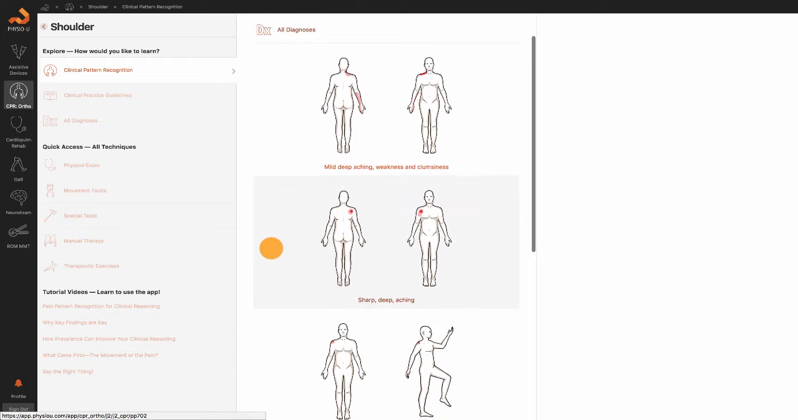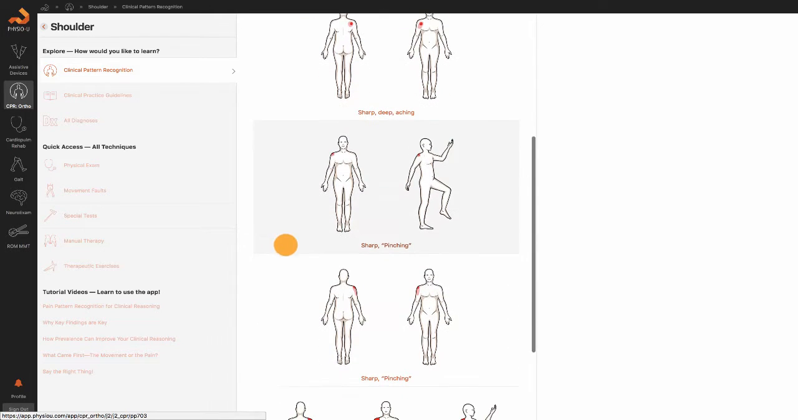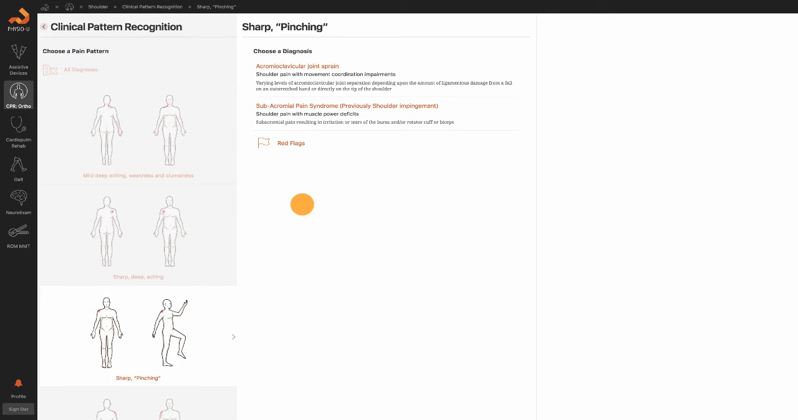Commonly, the patient reports a sharp pinching pain in the subacromial region. A couple of hypotheses show up here: subacromial pain syndrome and acromioclavicular joint sprain. Of course, the history is typically different between the two. Subacromial pain syndrome will often have a history of overhead use of the shoulder.